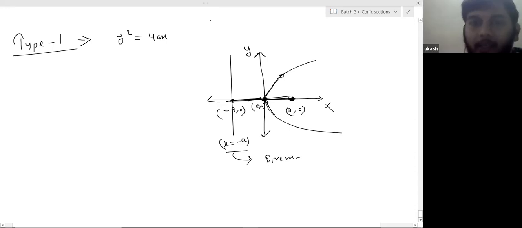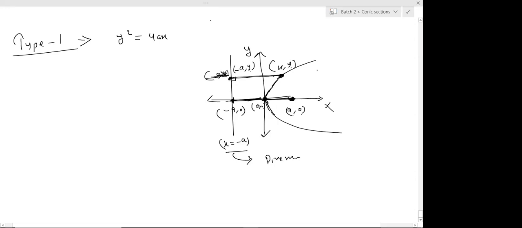Okay. So let me take any point here, x comma y. If I draw a perpendicular on this, this has to be minus a comma y. Is this understood? But write it clearly. This has to be minus a comma y, because the y coordinate is y and the x coordinate is minus a. So this point is minus a comma y. This point is x comma y. Is this clear, everyone? Yes, sir.